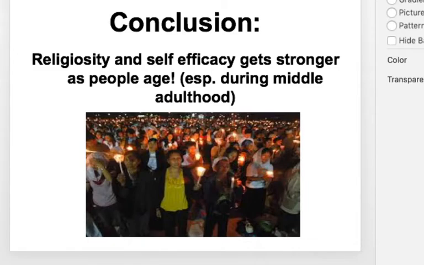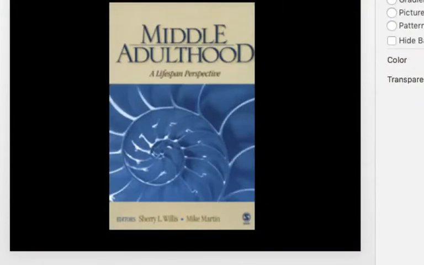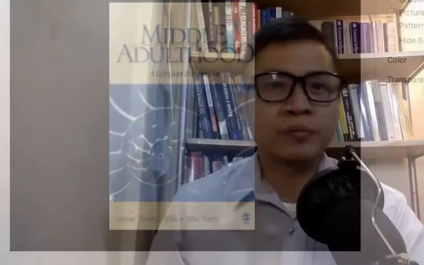So, in my discussion part doon sa aking papel, piniliwanag ko kung ano kaya yung mga posibleng dahilan why people become more religious or become more self-confident by the time they enter middle adulthood years. Ano yung iba't ibang mga psychological reasons why there is an increase in religiosity and in self-efficacy during middle adulthood. Yan yung diniscuss ko doon sa discussion part ng aking masteral thesis.